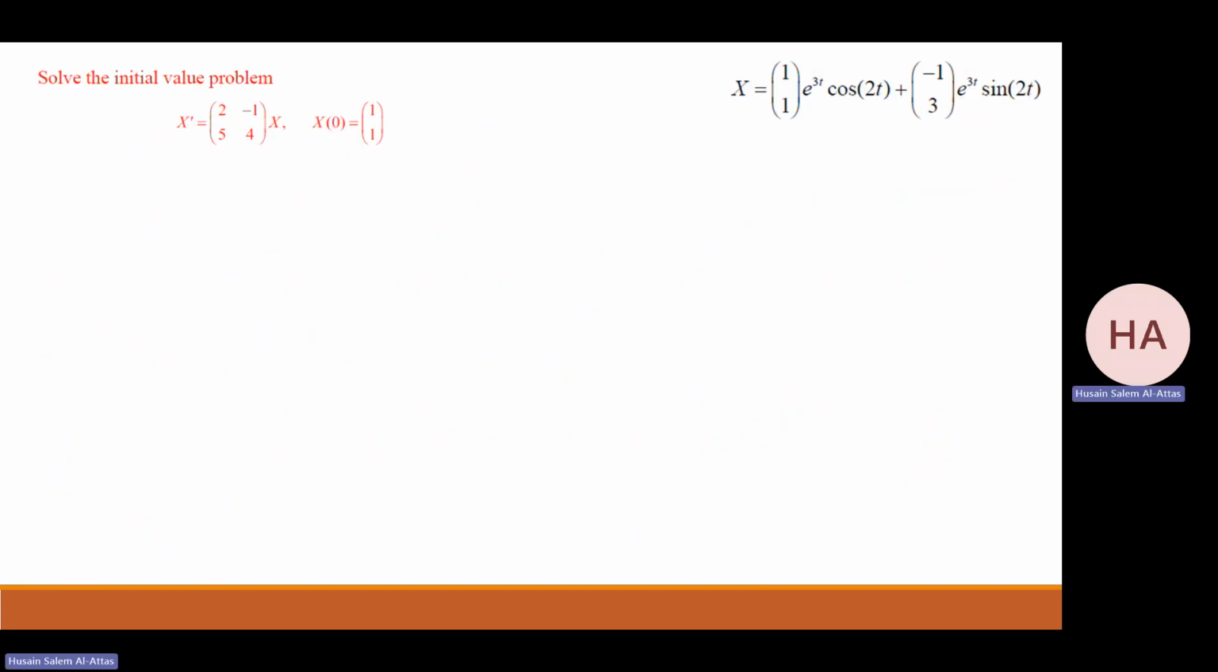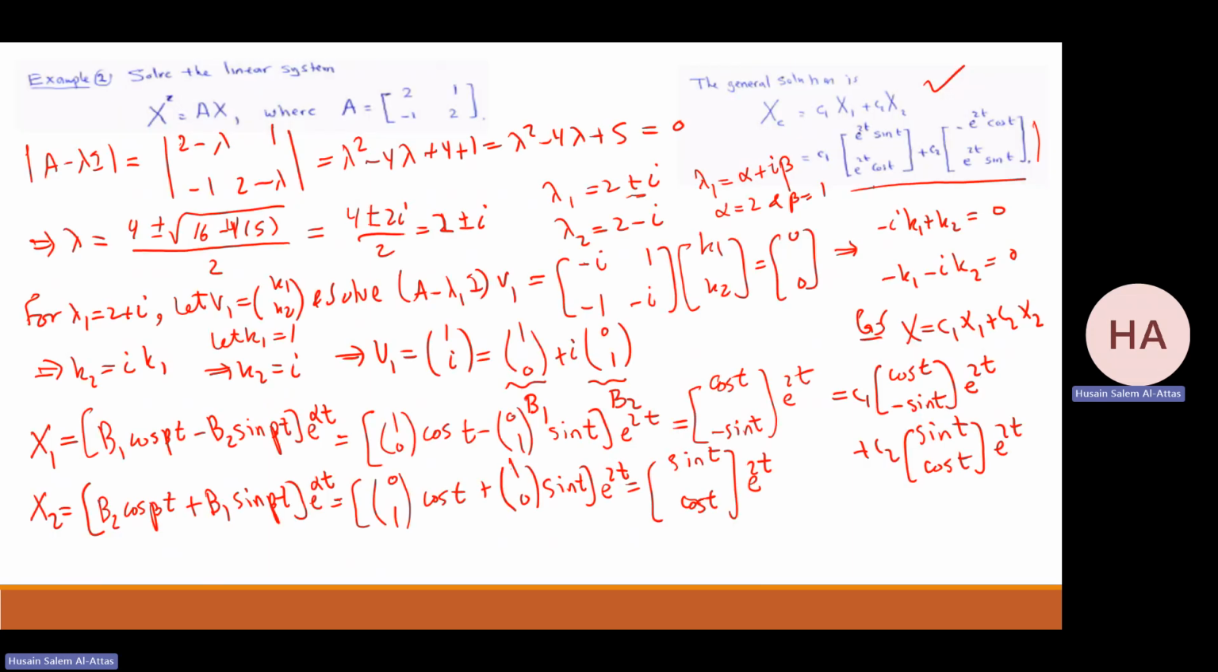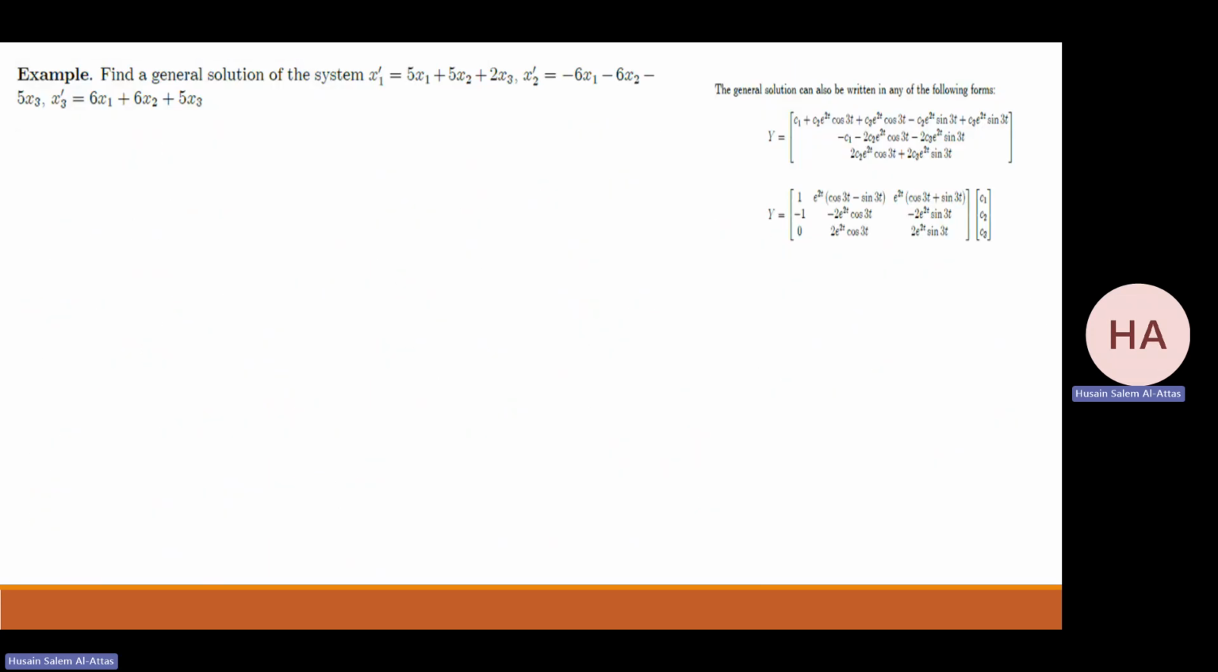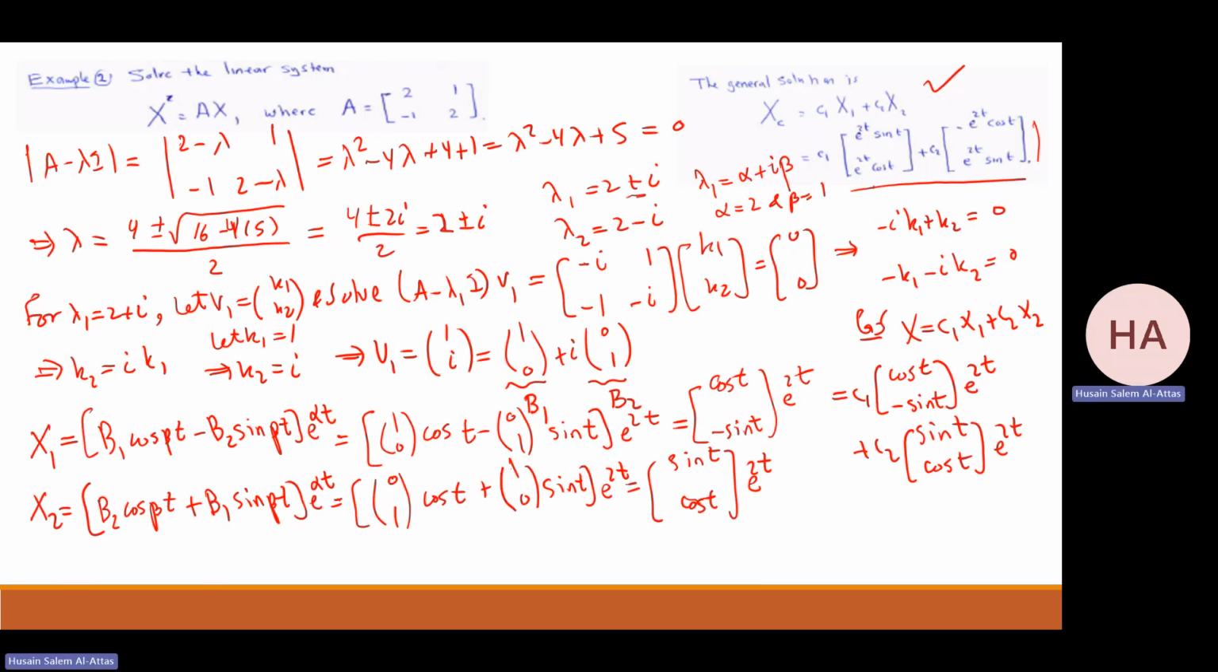Now let me go back to this one where I have initial condition. After I finish the calculation, I need to do the initial condition.